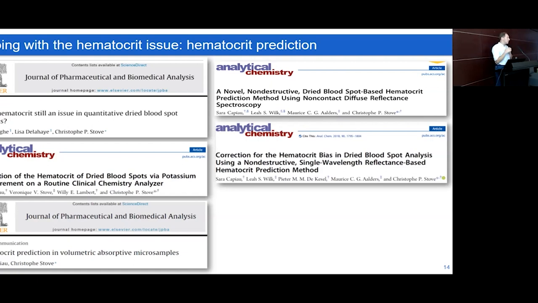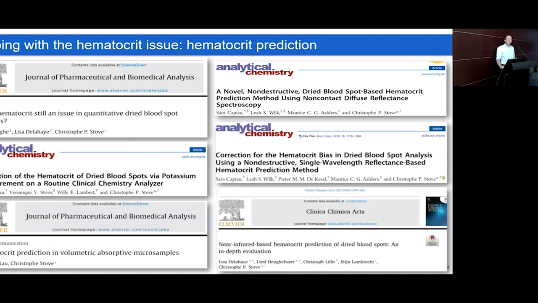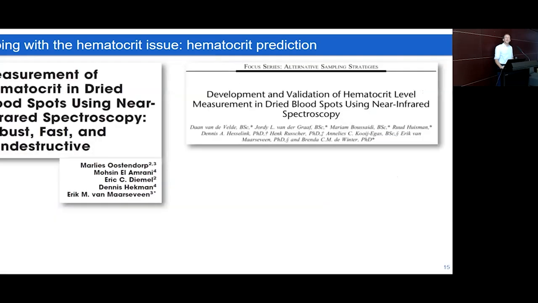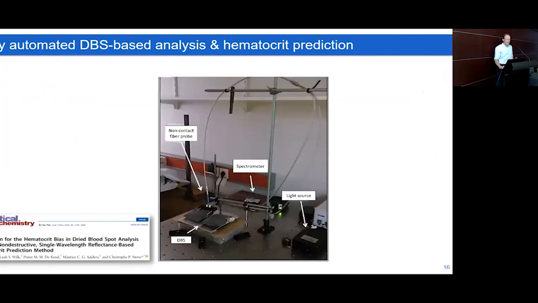That's why we also developed non-contact hematocrit prediction technologies, where in a sense you could scan the dry blood spots and still get to know the hematocrit. So we developed a procedure based on reflectance spectroscopy, and later also used a near-infrared-based hematocrit prediction technology. Others have done that as well, and it comes down to the fact that this works quite well.